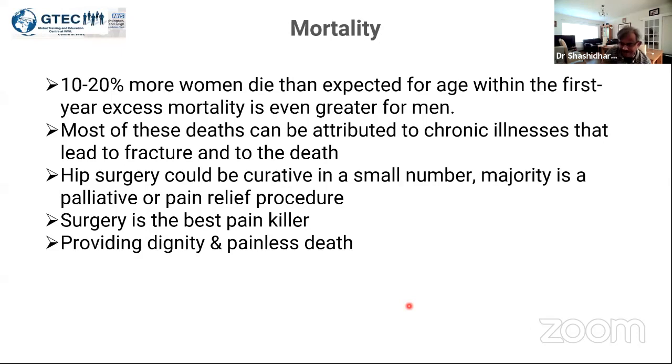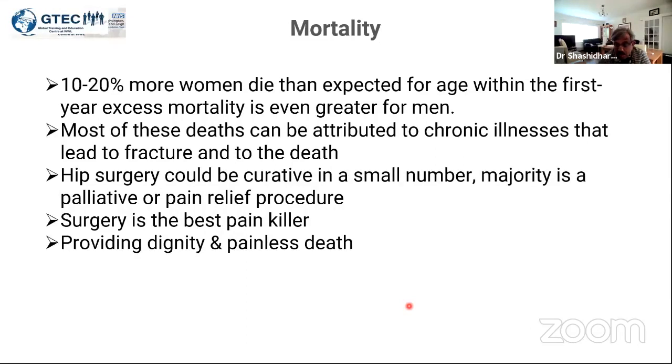But the sad reality is that 10 to 20% more women die than would be expected for their age within the first year, and that is even more so in men. Most of these deaths are not due to fracture neck of femur per se. It's possibly due to the chronic illness that they have. Most fracture neck of femur patients will have some morbidity of some sort. Many a time the hip surgery is not curative, it's more often a palliative, pain relief procedure.